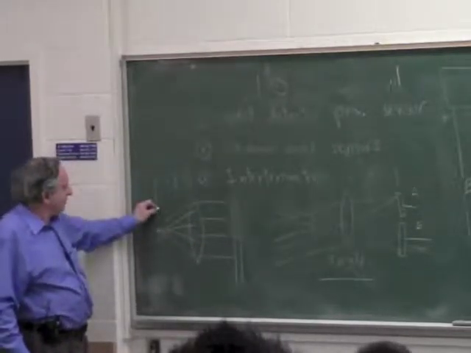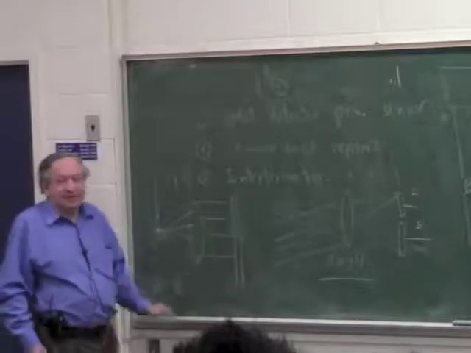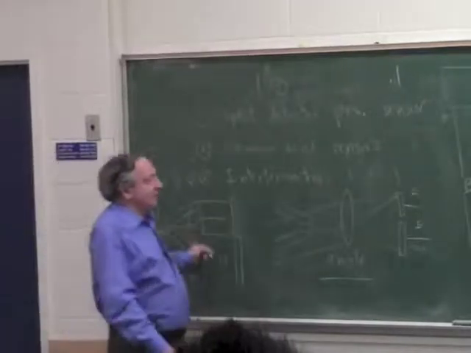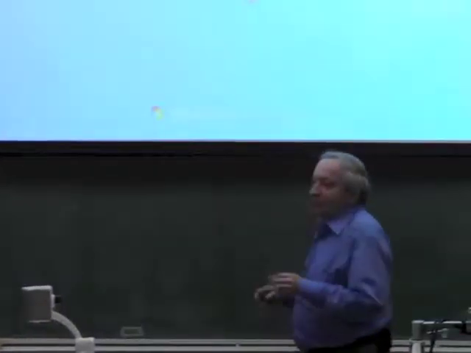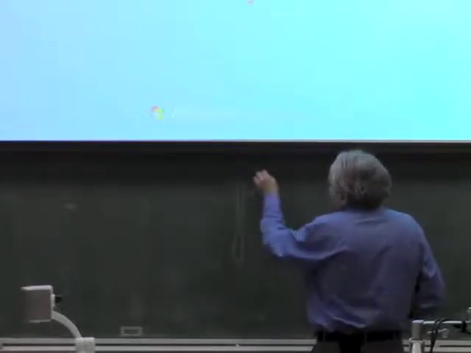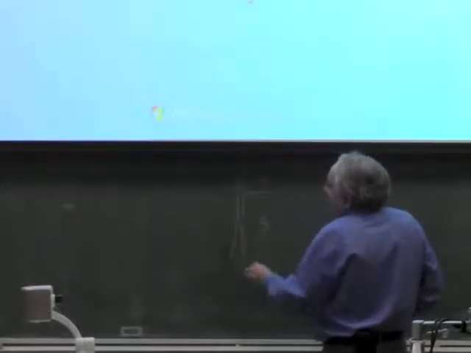But if I shift it, the whole beam will shift. Okay, so I'll redraw this here to make it clear. So now I want to make a position detector, not an angle detector. So I take the same split detector. This is A, this is B.